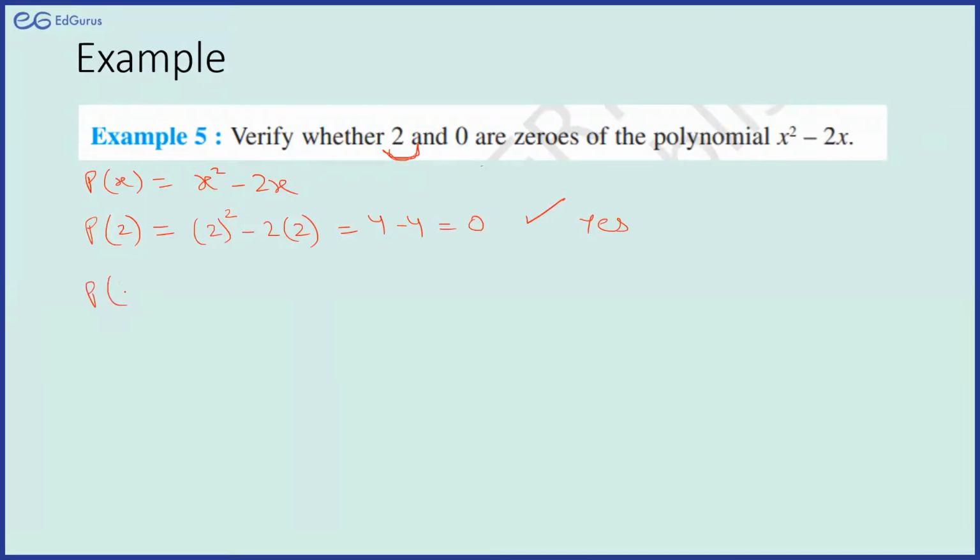Now how about 0? So find p of 0. Is 0 the zero of the given polynomial? So substitute 0 value and tell me if it is or not. Yes, ma'am. So this is 0 square minus 2 times 0, which is nothing but 0. So yes, this is also a zero of this polynomial. So both 2 and 0 are zeros of this polynomial.